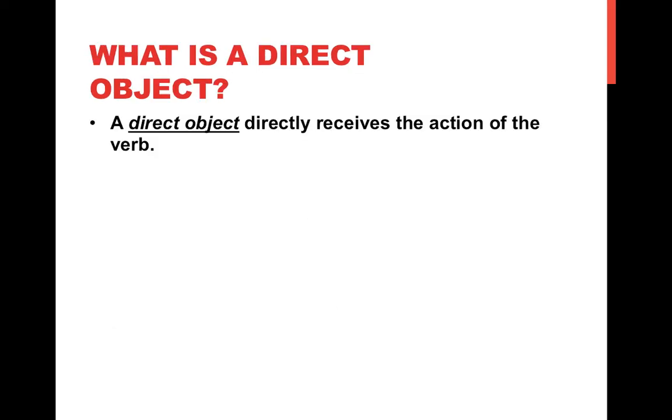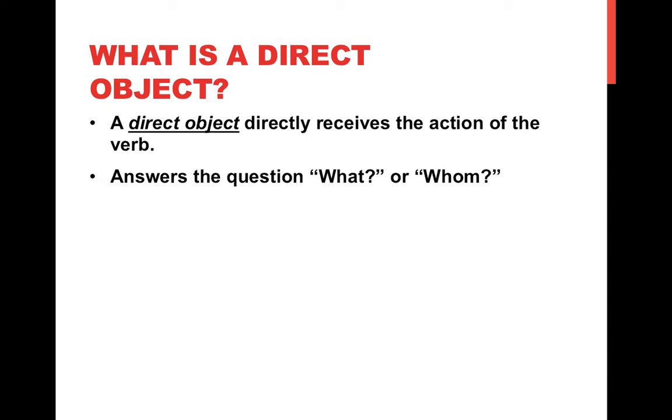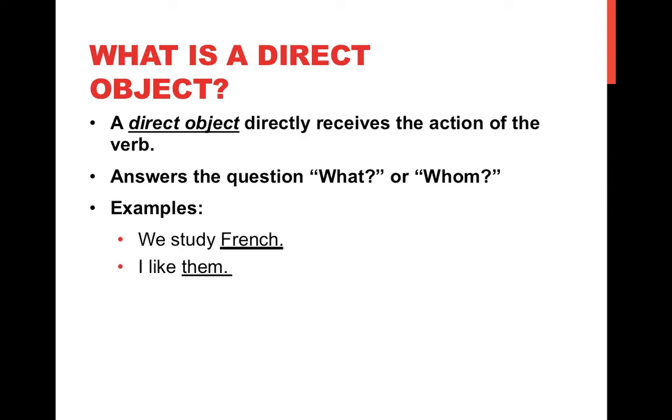A direct object directly receives the action of the verb. It answers the question what or whom. An indirect object, which we talked about last time, answers the question to whom or for whom. This does not have "to" in it, it just answers the question what or whom. Some examples in English. We study French. French is a direct object because that is the thing that we study. It is the thing that receives the action of us studying. I like them. Them is the direct object because it receives the action of being liked.